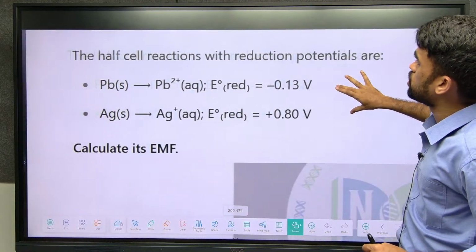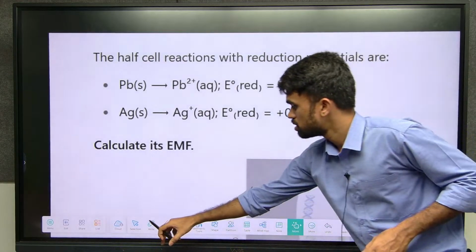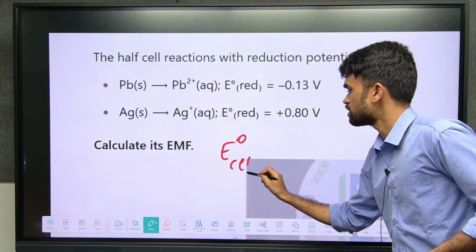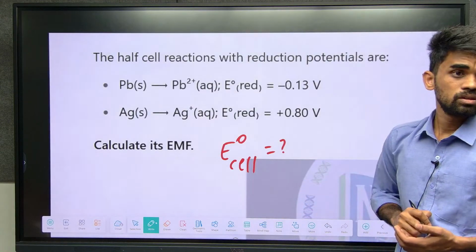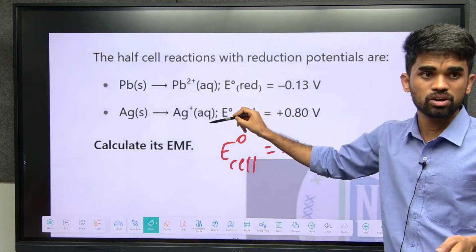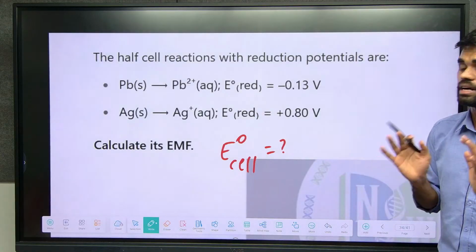And they will be asking you to calculate the EMF of the cell. How can you do this, tell me? E0 of the cell they will be asking you. How to do this, tell me? One species should undergo oxidation, the other will undergo reduction. But you need to identify which will undergo reduction and which will undergo oxidation.